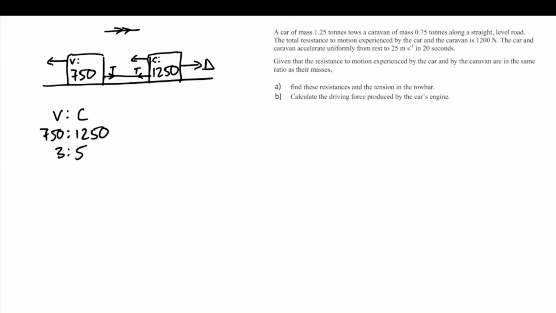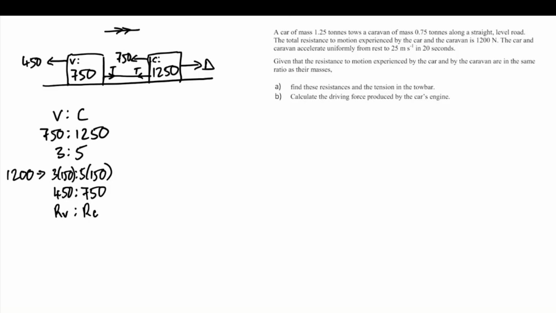Well, if they're in the ratio 3 to 5, we were told that the resistance to motion is going to be in the same ratio. So 1,200, I need to share that out in the ratio 3 to 5. 1,200 divided by 8 gives me 150. And then we can just multiply these out. The resistance on the van is 450. The resistance on the car, 750. Okay, I can add those to the diagram.